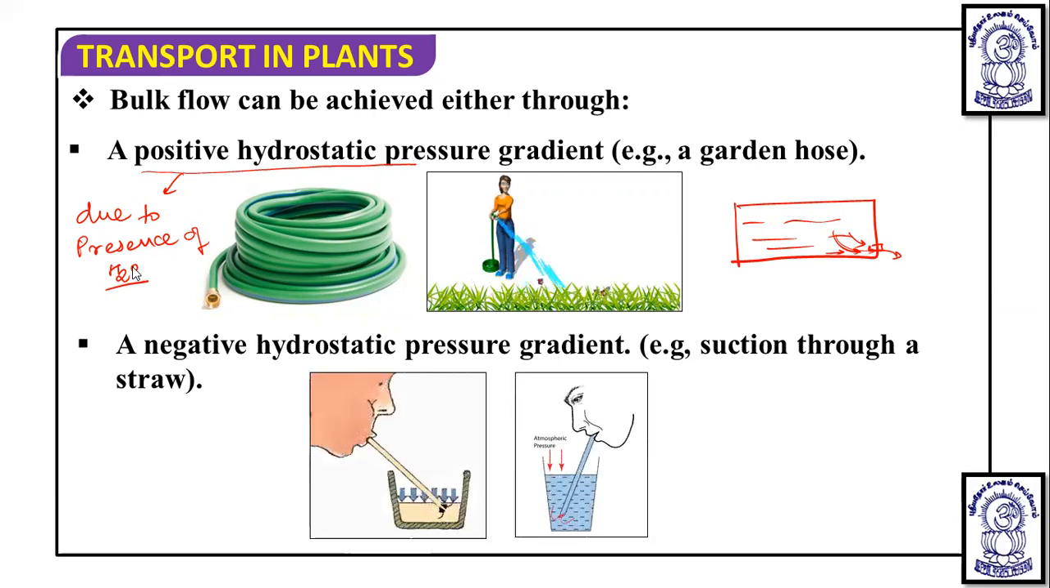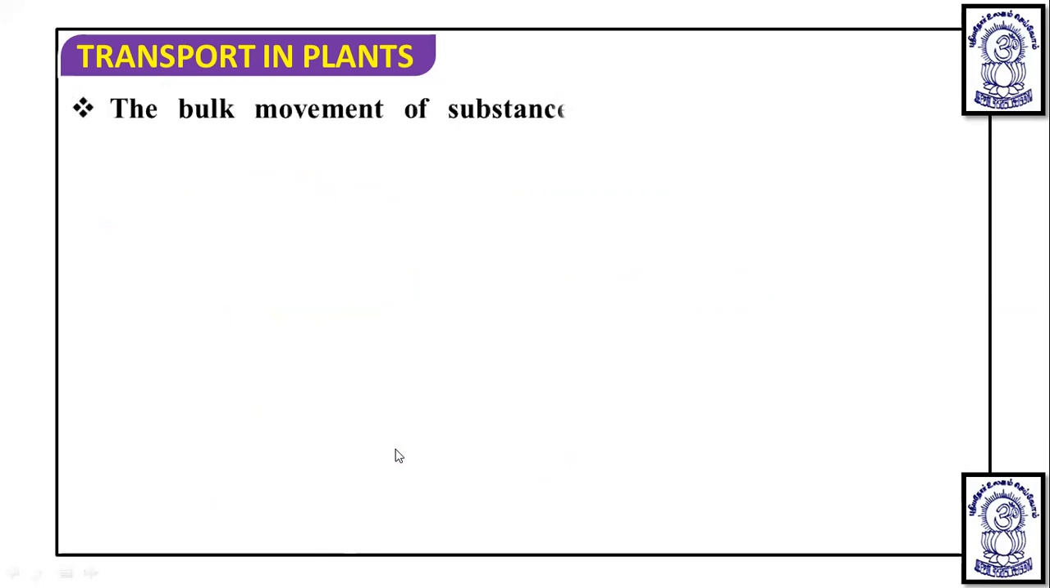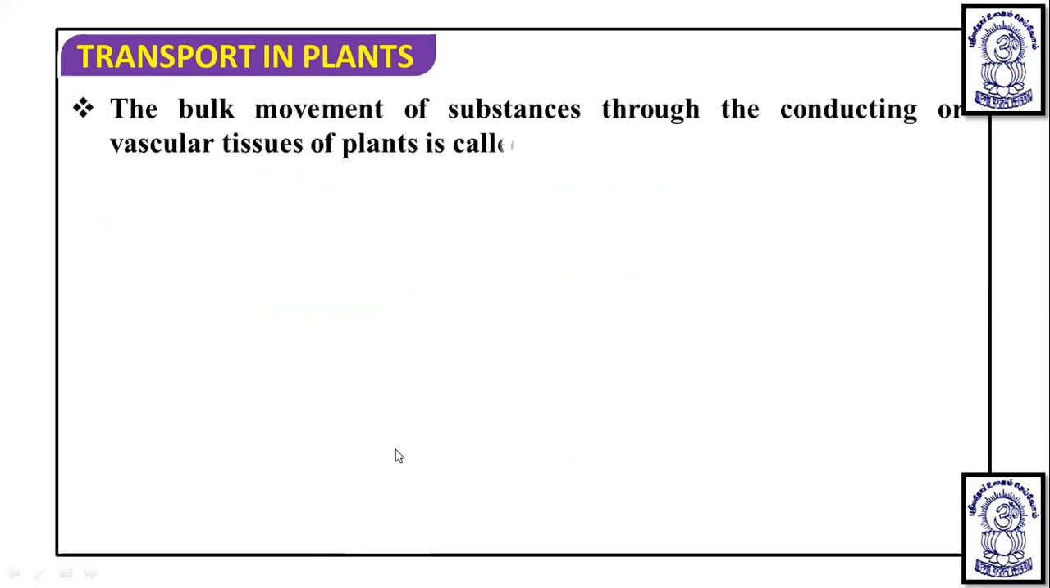So suction through a straw: we know that in a straw initially there is no water. So negative hydrostatic pressure simply means the absence of water. If water is absent in the straw, then there is a negative hydrostatic pressure. But water is here, so it has a positive hydrostatic pressure and that has a negative hydrostatic pressure. So when water moves, it will move from the positive to the negative hydrostatic pressure. Okay, and hydrostatic pressure is also known as turgor pressure because it is also due to the water.